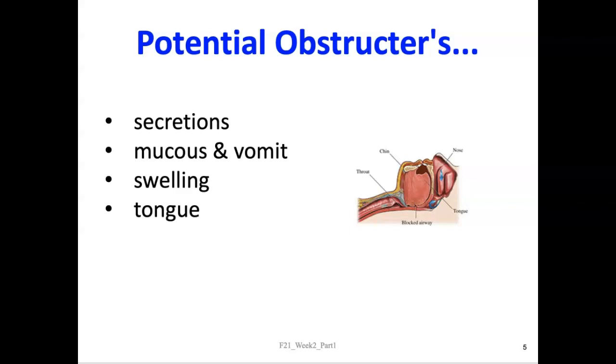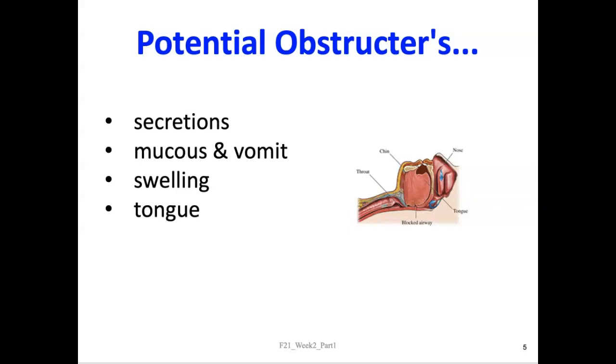An example of secretions would be pneumonia or bronchiectasis, patients who have copious amounts of secretions coming from their lungs, which could potentially obstruct their airway. Mucus and vomit might occur if someone is post-op and taking medications for pain, which may lead to decreased level of consciousness and maybe vomiting from anesthesia.